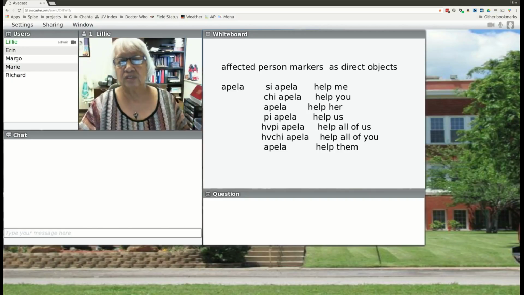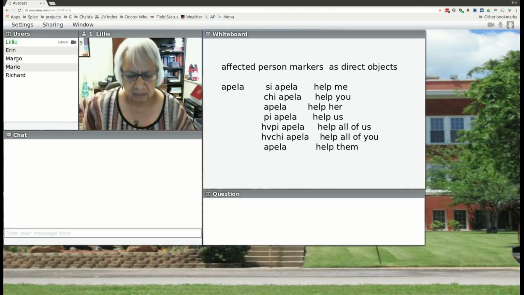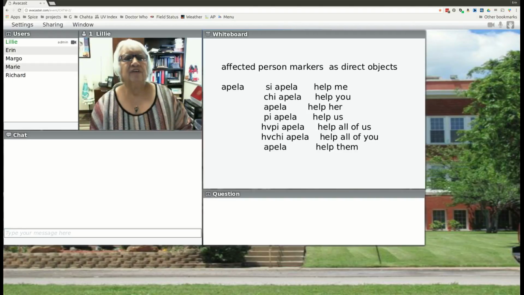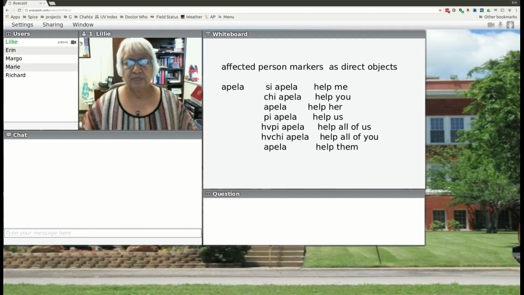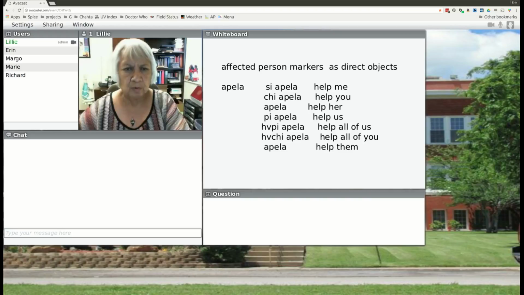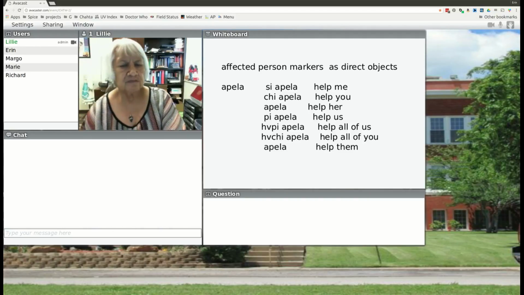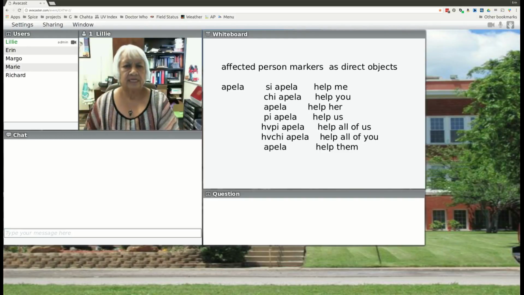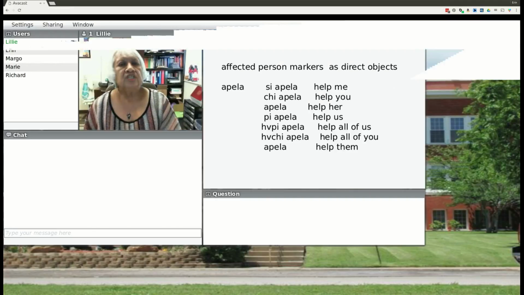And this is how you have to understand the use of the direct object. Affected person markers as direct objects. When we're using the word apila to say help me, we would use the SI form. Why do we use the SI? At the top of page 64, it gives you the information on when to use sa, when to use si. Siapila. Help you would be chiapila.